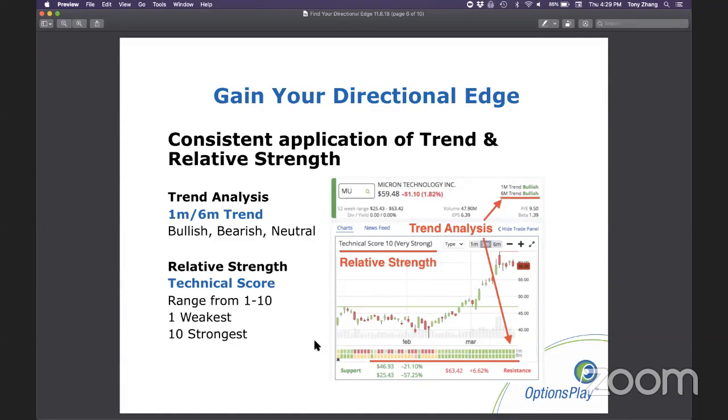So we use a triple moving average to determine the 1 month and 6 month trend. So what we're doing is we're applying the same moving averages for you every single day and applying a consistent reading of those moving averages so that you get just a simple bullish, bearish, or neutral trend reading for both 1 month and 6 month trend. So that gives you a clear indication of both the short-term and long-term trend of a stock.